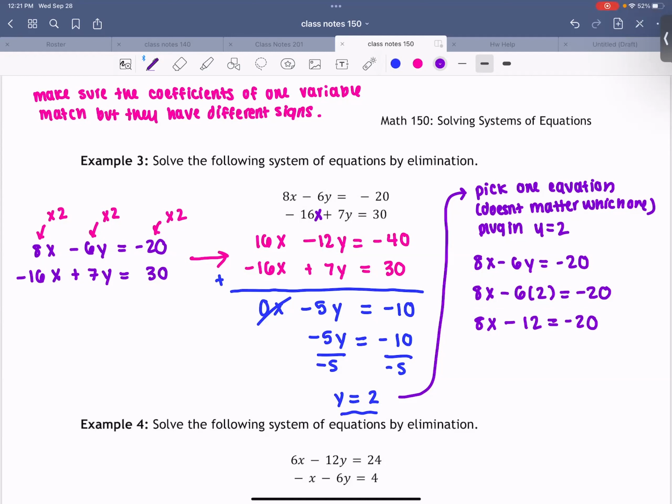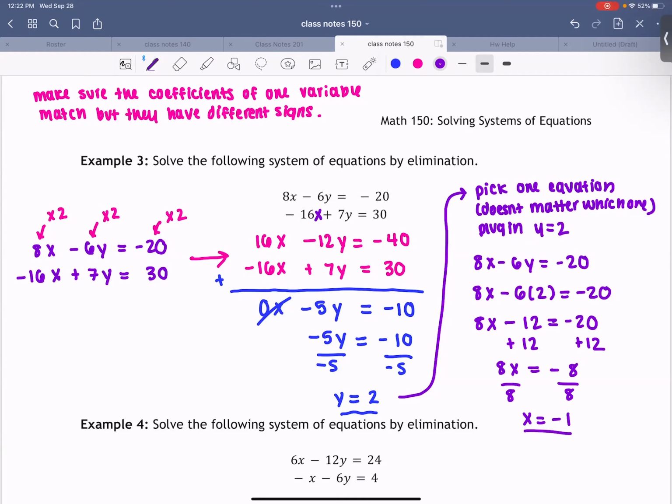Should I divide by 8 first or add the 12 first? Add the 12 first, right? So we will want to get rid of the addition first. So let's add 12 on both sides to get 8x equals negative 8, I think. Okay. And then we can divide by 8 on both sides to get x equals -1.